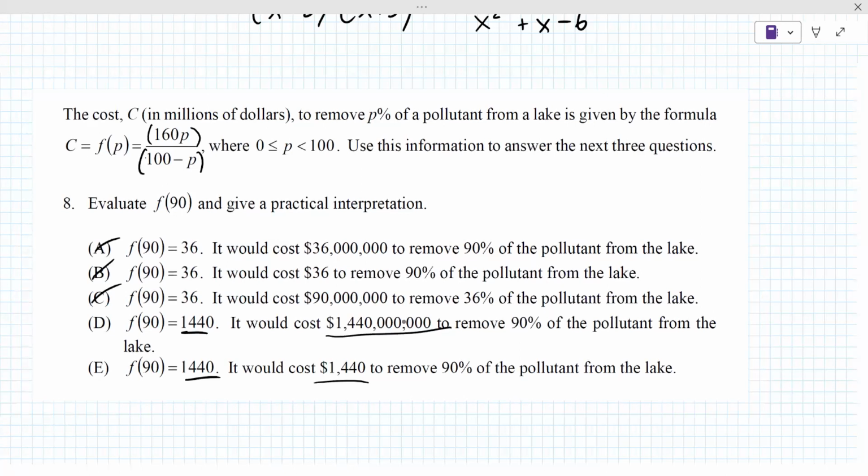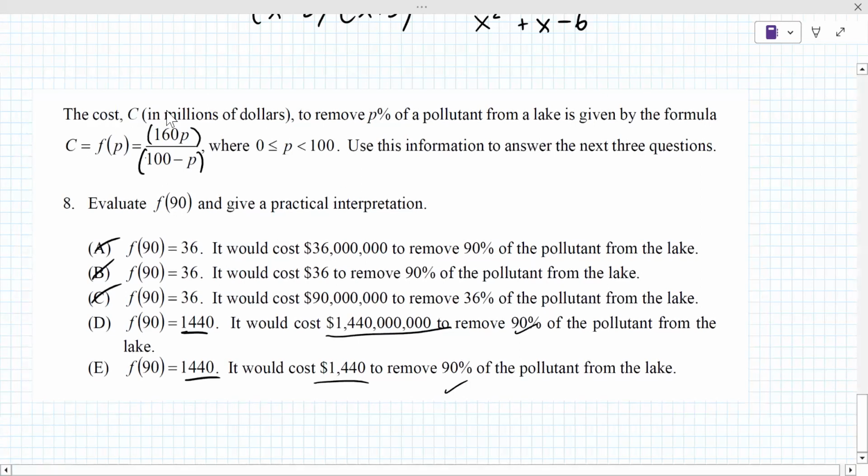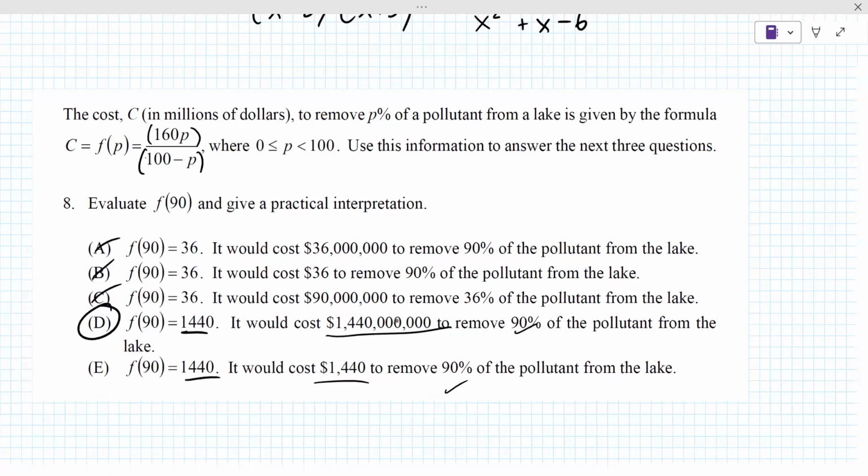P is 90%. You see that's the same in both. So you got to go back to the units of C. The units of C say in millions of dollars. So it's 1440 millions of dollars. So they're not off by 1 zero, they're off by 6. So just choose the one that's more or less what you think it is. You don't have to overthink like, oh, is it 6 zeros? Is it 5? It's a big number. Yeah. All right.